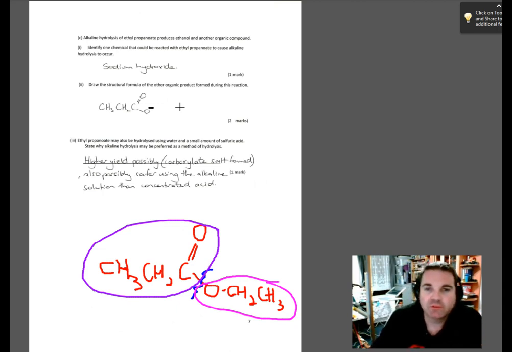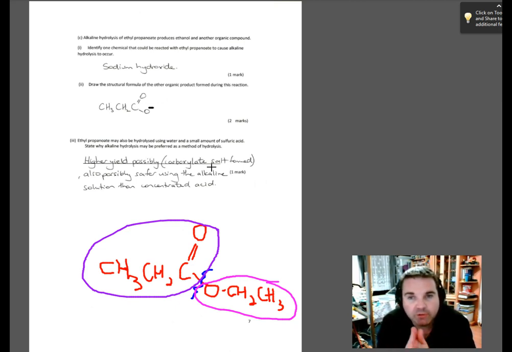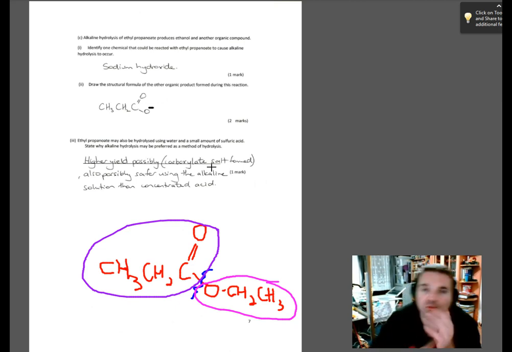Ethyl propanoate may also be hydrolyzed using water and a small amount of sulfuric acid. State why alkaline hydrolysis may be preferred as a method of hydrolysis. It's possible you will get a higher yield because you're forming the carboxylate salt. You can cause it to separate out from the ester more readily, even though propanoic acids can be reasonably water soluble. It's also probably going to be a bit safer to use some sodium hydroxide solution than a concentrated sulfuric acid, which you need to use for the reaction as well. So both of those are possible answers.